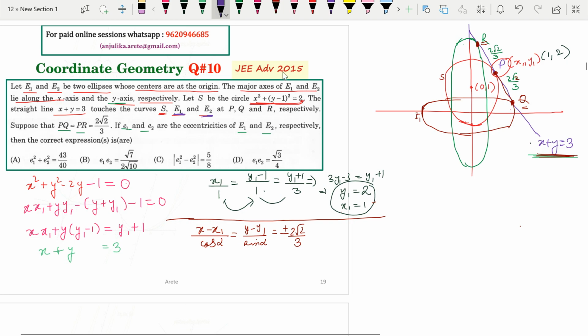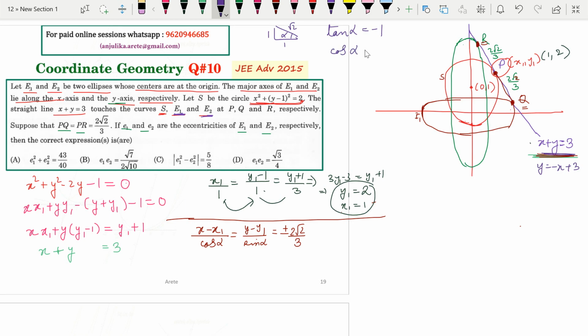Now how do I know my cos alpha? Do I know tan alpha? Tan alpha is the slope of this line, right? Y is equal to minus x plus 3, you can write. So tan alpha is minus 1. So you can use your triangle to get the numerical value of cos and sine. This is root 2. So what is your cos alpha?